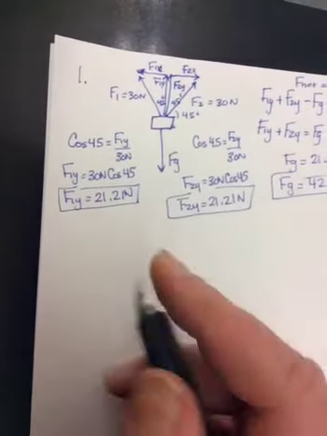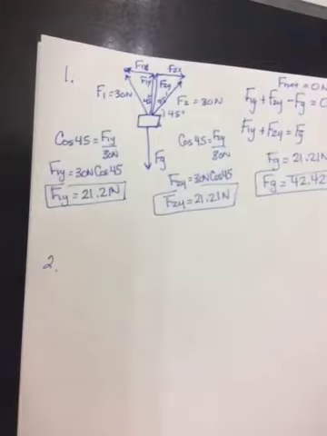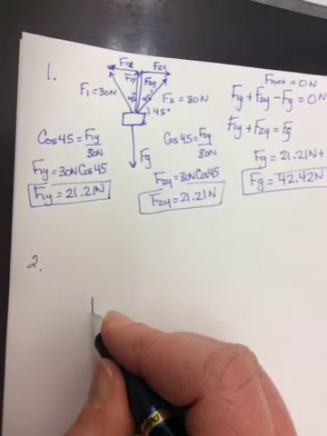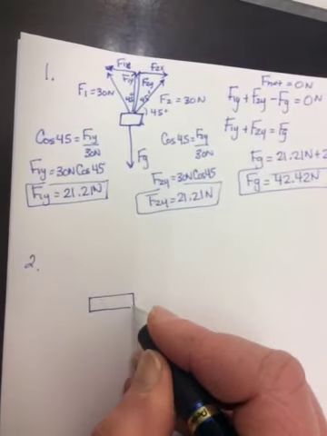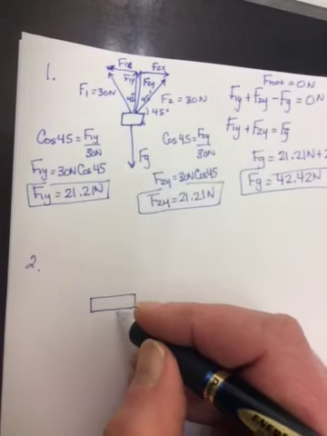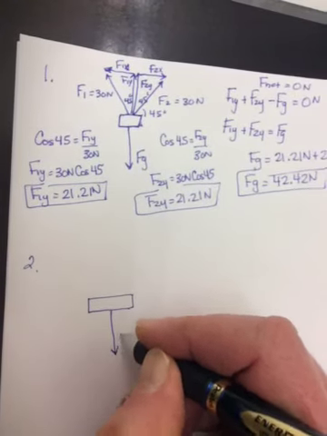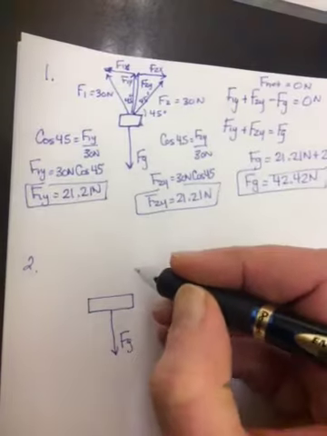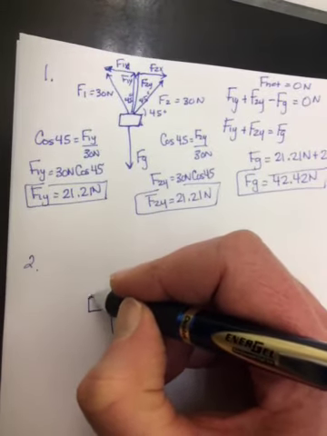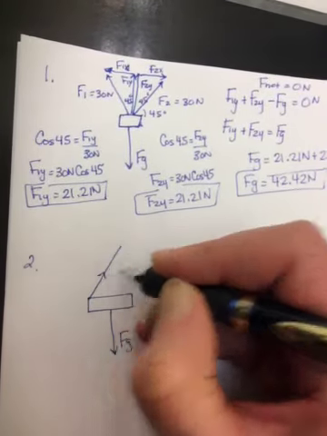Number 2. Number 2 is kind of identical. Okay, so it's another box that the stork is delivering. So acting down on this box is Fg. Acting up are 2 forces. There's a tension in this rope.